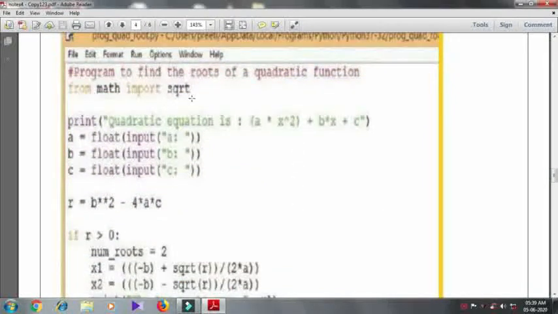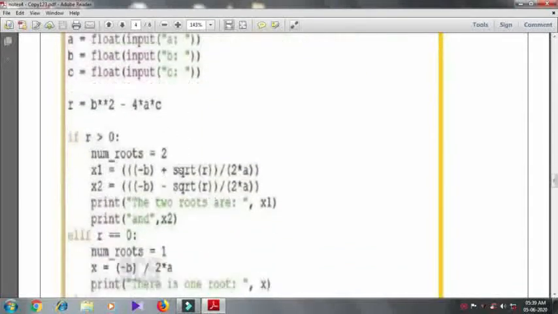Program. First we import the sqrt function, then input three numbers. First number stored in A, second number stored in B, and third number stored in C. Then find b square minus 4ac. That value is stored in R.